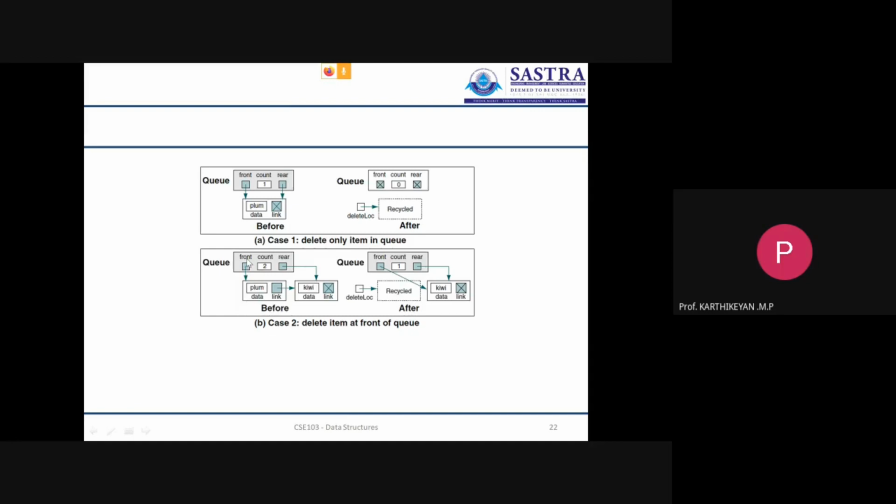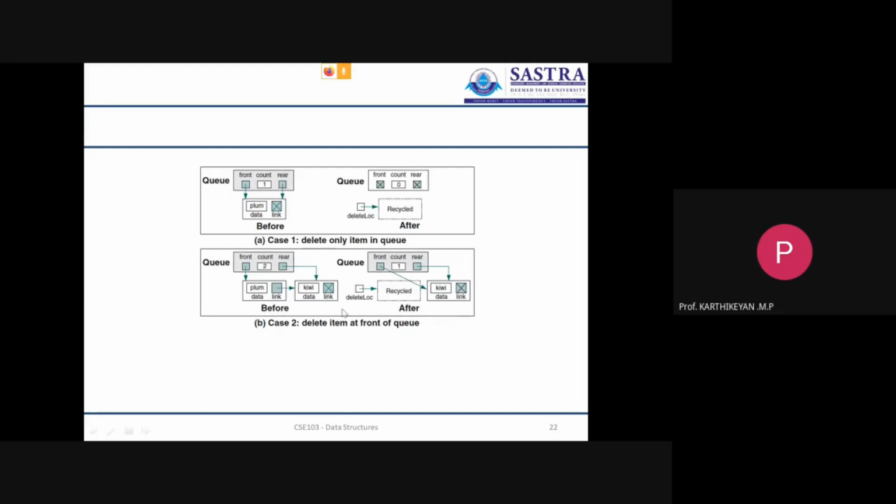Next, whatever the value pointed by front, that is plum, the front must point to plum's next. Plum's next is kiwi, so now front should point to kiwi. So front equal to front next. Whatever node the front points to, its next, that is kiwi's address, must be stored in the front. See here, after the changes, front is pointing to kiwi and the node is recycled. So this is case 2.